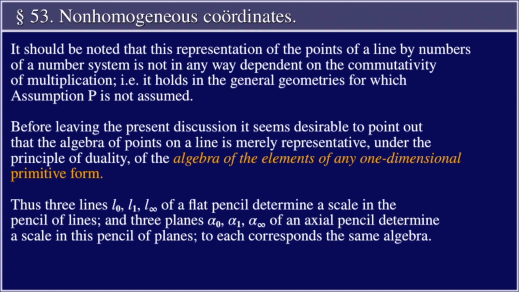Before leaving the present discussion, it seems desirable to point out that the algebra of points on a line is merely representative, under the principle of duality, of the algebra of elements of any one-dimensional primitive form. Thus, three lines, L0, L1, L infinity, of a flat pencil determine a scale in the pencil of lines, and the three planes, alpha 0, alpha 1, alpha infinity, of an axial pencil determine a scale in this pencil of planes. To each corresponds the same algebra.